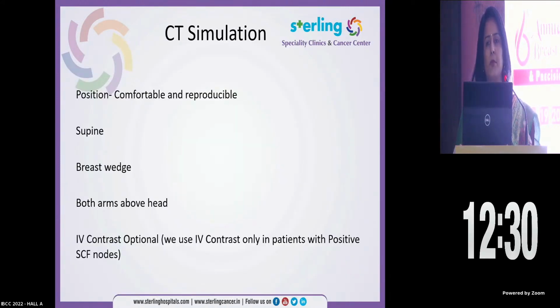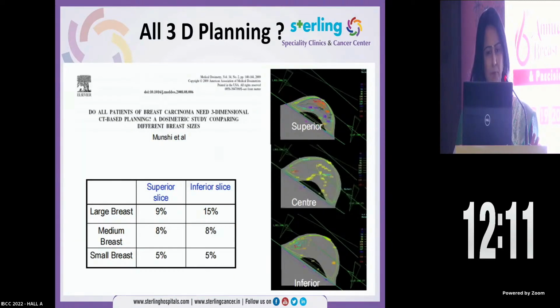The basic step remains the same for all cases, where we do the CT simulation. The position given should be comfortable and reproducible. Supine position most of the time, using simple things like a breast wedge, which can help us in sparing critical structures like the heart, with both arms above the head so we don't have any disturbances, and most of the times it's a plain scan.